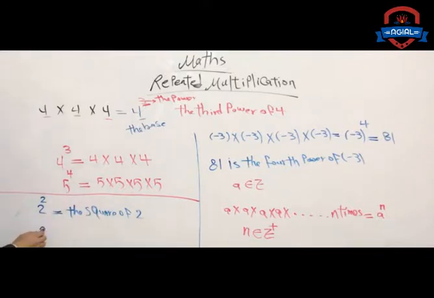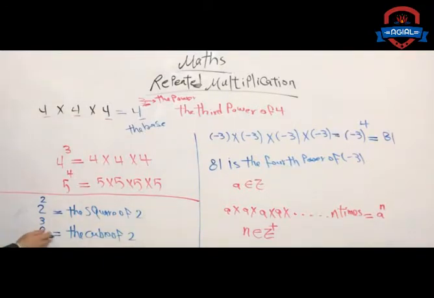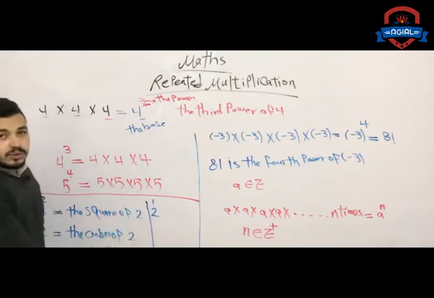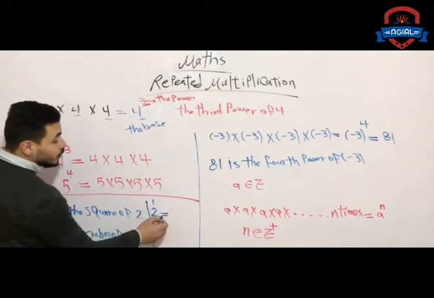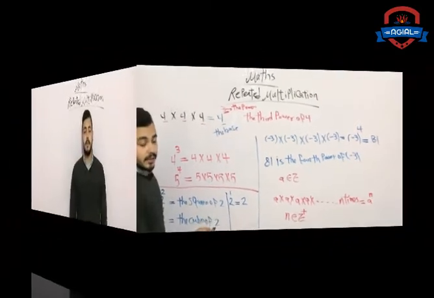And 2 to the power of 3 is called the cube of 2. And if we have 2 to the power of 1, it equals 2. The power of 1 isn't written.